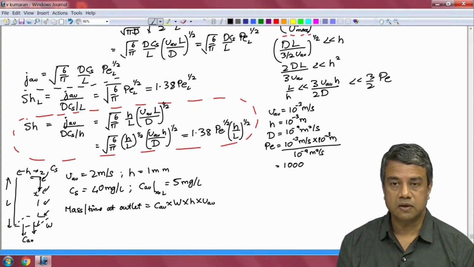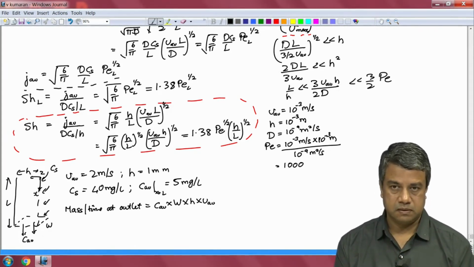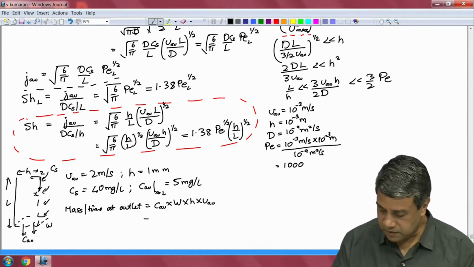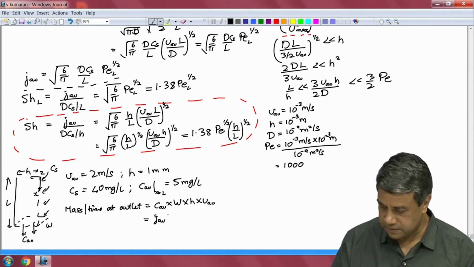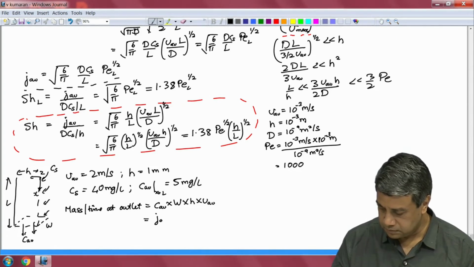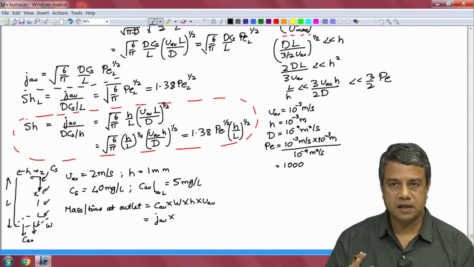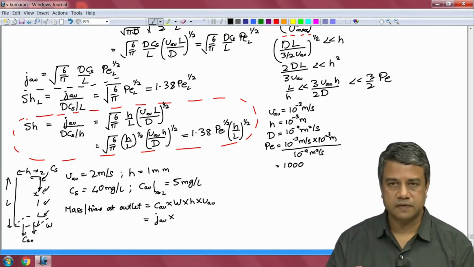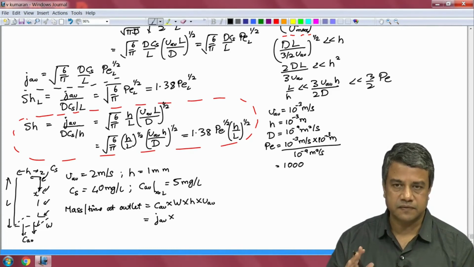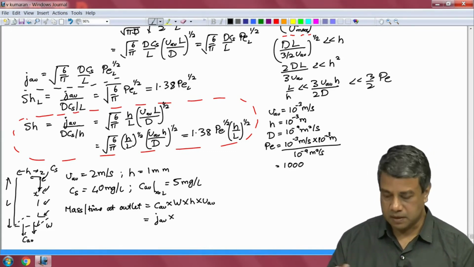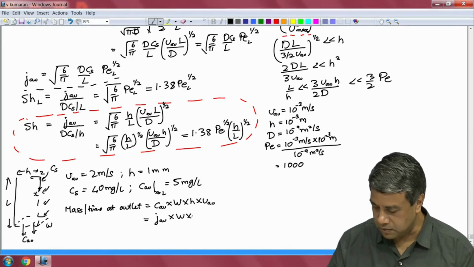This has to be equal to the total amount of material that is absorbed over the entire film. The total amount absorbed is the average flux into the cross sectional area of the film, the surface area of the interface. The surface area of the interface of height L and width W is going to be W into L.